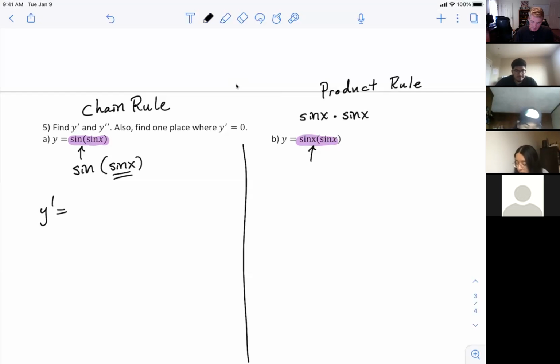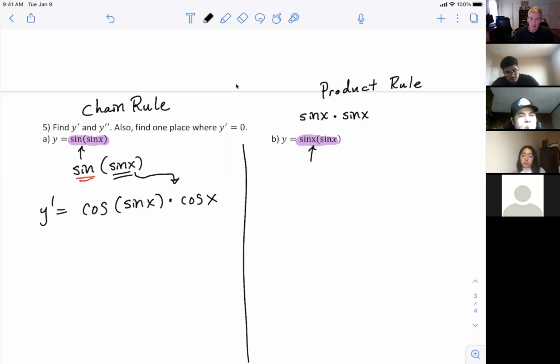So for the first one, with the chain rule, you start on the outside and you take the derivative of sine, and that is cosine. But whatever's inside the parentheses, you just leave it alone for right now. That's just going to be sine of x. And then the chain rule says, now you take whatever's inside the parentheses and take the derivative of that. And then that one is done. That's the first derivative.